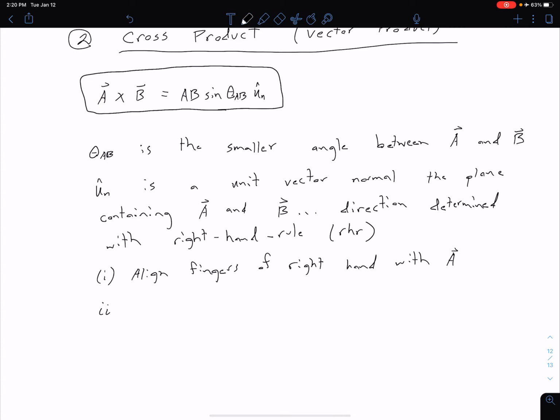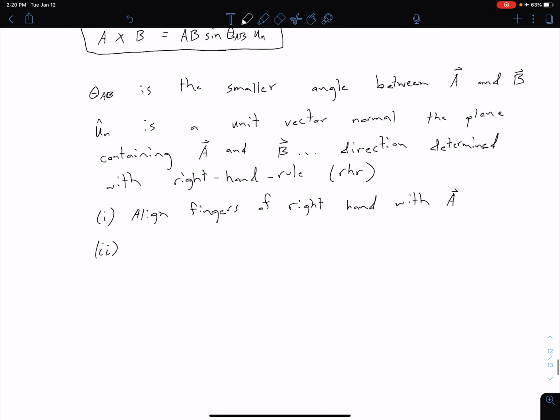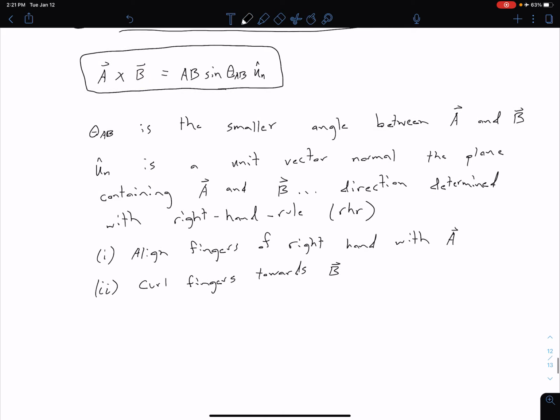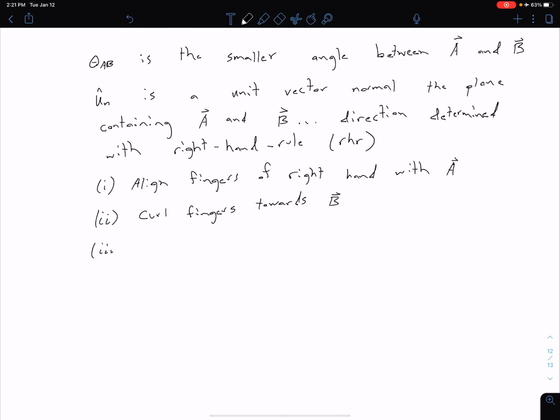In this case we're saying A because A is our first vector here. Our second step is then to curl our fingers towards our second vector, in this case B. So curl fingers, and of course these are still the fingers on our right hand, towards B, which is just our second vector here. And then our third item, which is our result, is that the thumb on our right hand is going to be pointing in the direction of U sub n. So thumb points in direction of our unit vector U sub n.